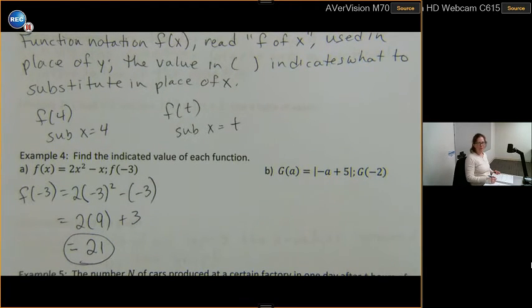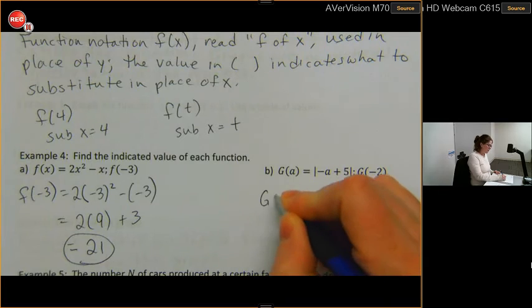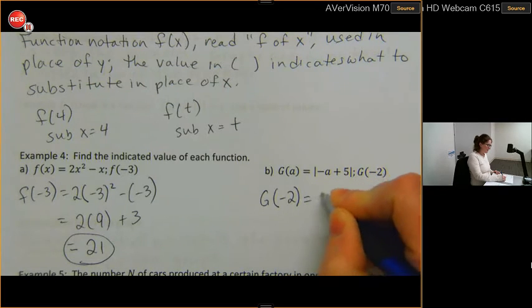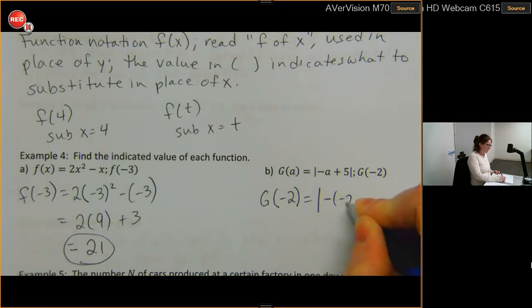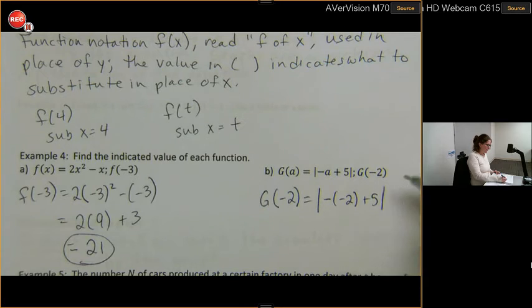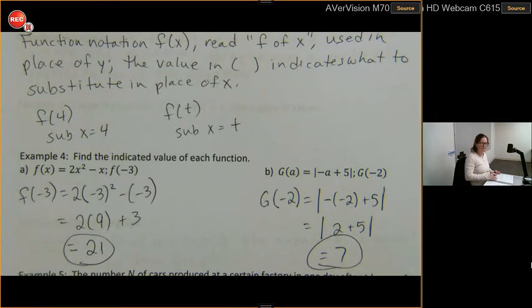We can use different letters. It's not always F and X. Letter B has G of A, and then later on it says G of -2. So I'm going to replace all of the A's with -2's. And solving the right-hand side, that's 2 plus 5, which is 7, and the absolute value of 7 is 7.